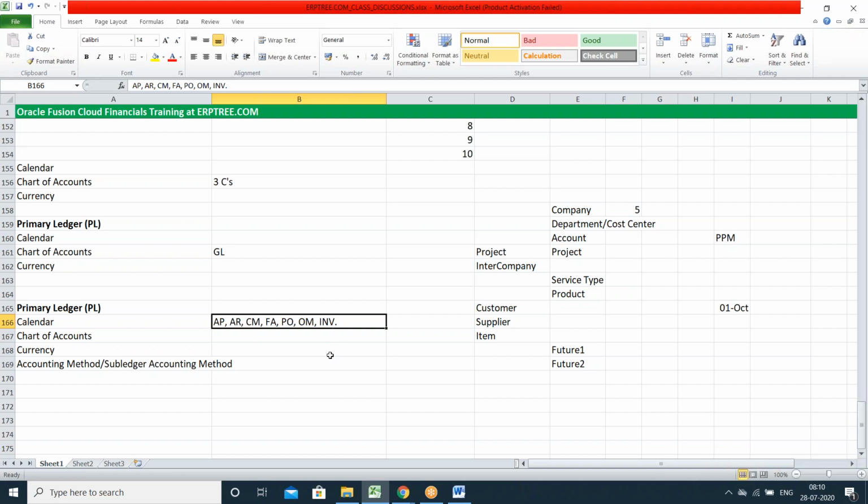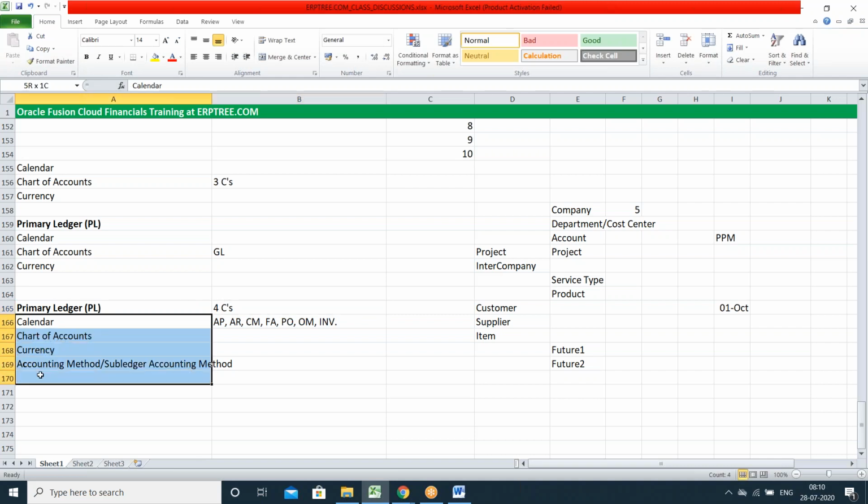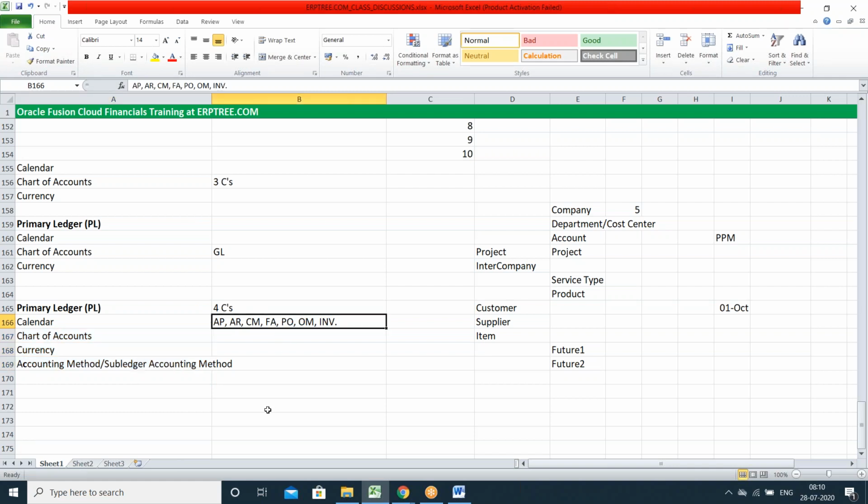So in any other application, if you want to record the transactions, along with these three C's, we need one more component called accounting method. What Oracle says is, we are calling these three the three C's, but instead of calling them three C's and one A, just consider the second letter C within accounting method. So now these three C's plus the second letter C, total four C's. If you create the primary ledger with the four C's, by using that primary ledger you can record the transactions in the subledger application.